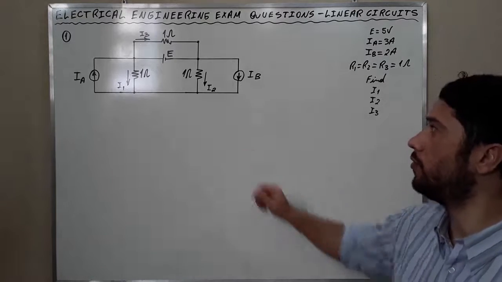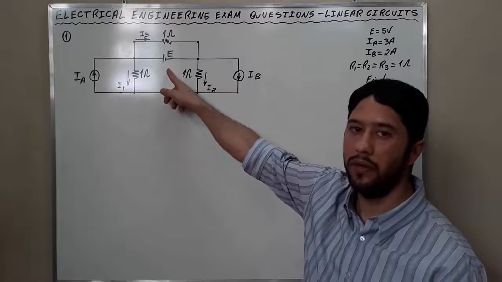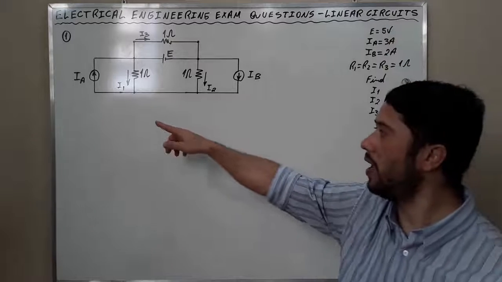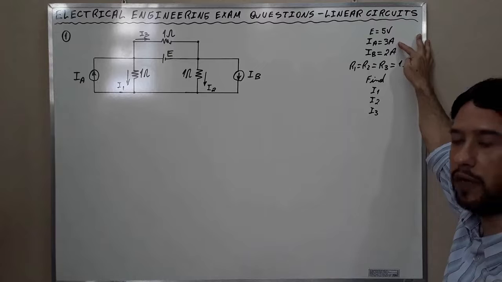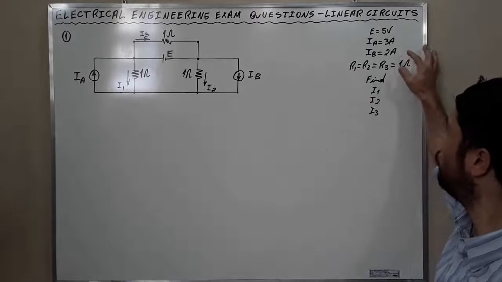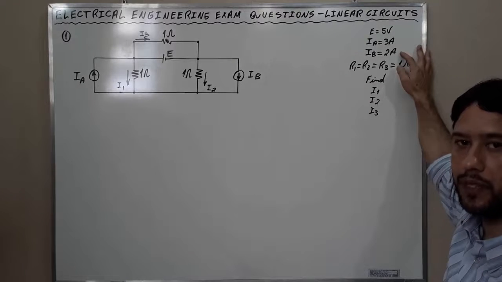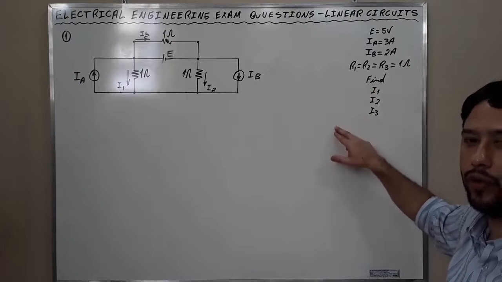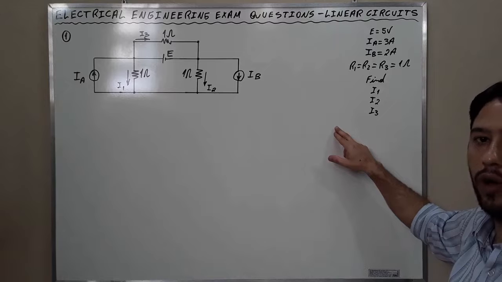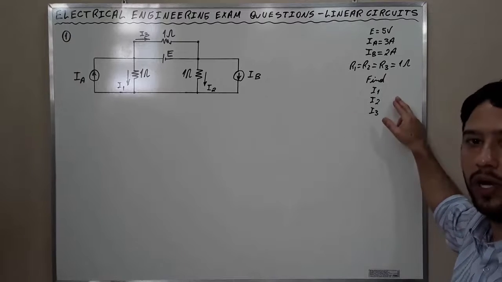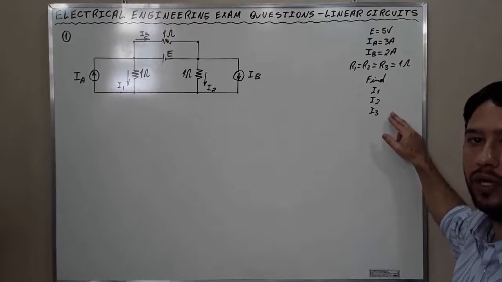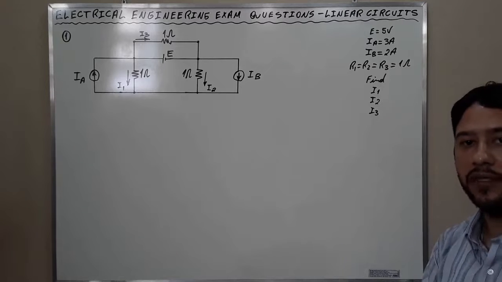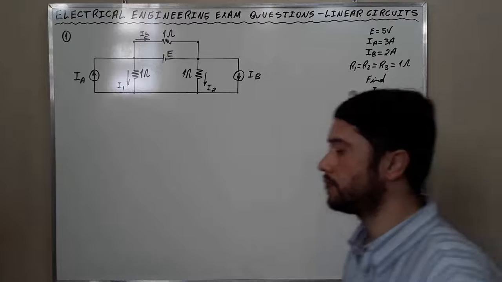For the circuit of the figure, E is 5 volts. IA is 3 amps and IB is 2 amps. If R1, R2 and R3 are all equal to 1 ohm, calculate I1, I2 and I3. Okay? This is the exercise. Let's go to the solution.